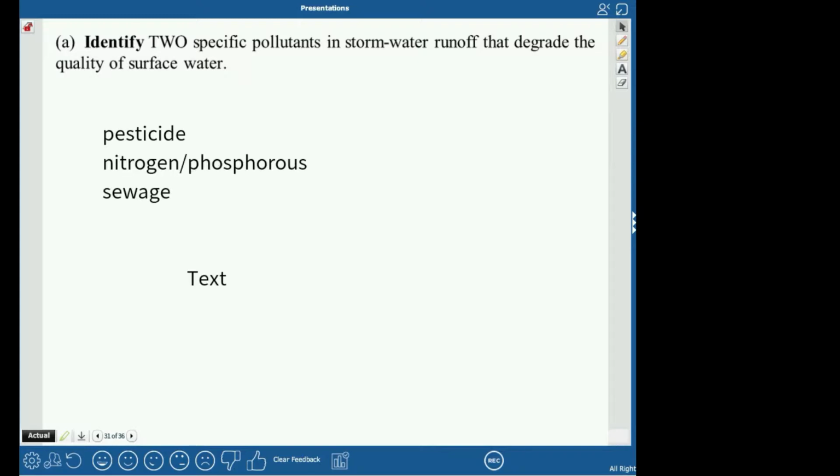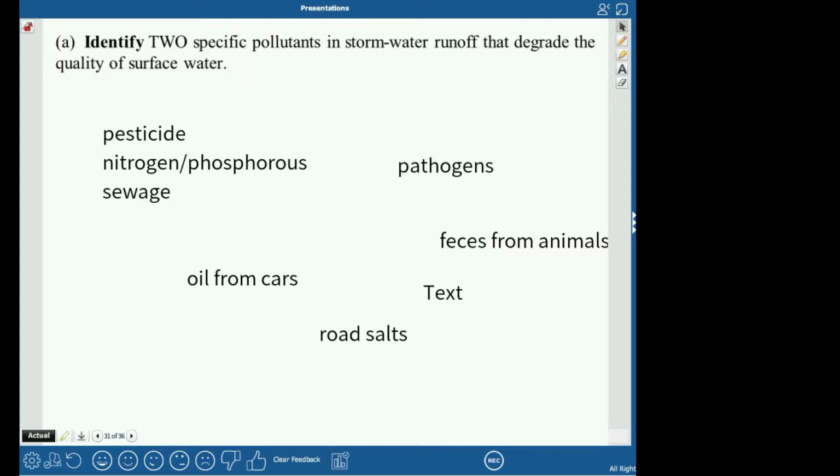What else? We could talk about how cars can leak oil, and you see that in the parking lot. When you have a lot of flooding, some of that oil could get into the water. Same with road salts. What else? You could have feces from animals. So there are lots and lots of things. Pathogens, right? We talked about that. That was our first thing that we said was the worst pollutant, or the most common worldwide.